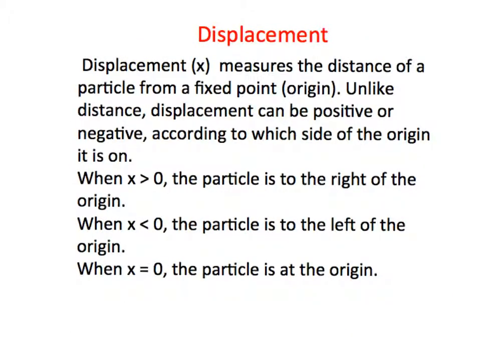So what is displacement? We usually use the letter x to represent displacement, and it measures the distance of a particle from a fixed point, which is the origin. And unlike distance, displacement can be either positive or negative, according to which side of the origin it is on. So if we have a number line here, and we have our origin here, if the particle is over this side of the origin, the displacement is positive. If the particle is somewhere down here, we say the displacement of the particle is negative, or it's to the left of the origin. When x equals 0, the particle is at the origin.